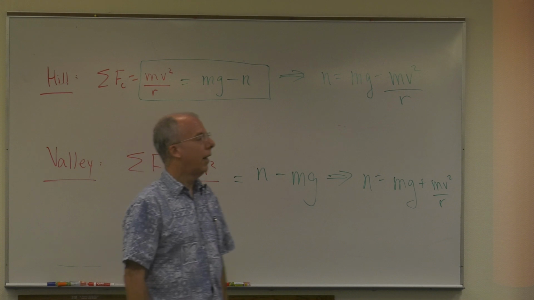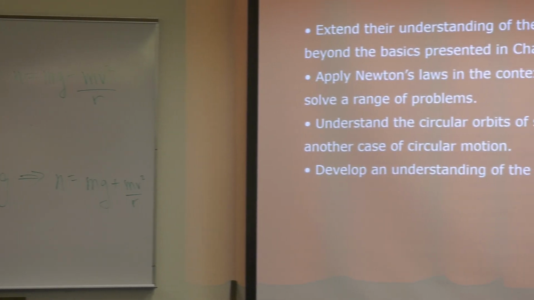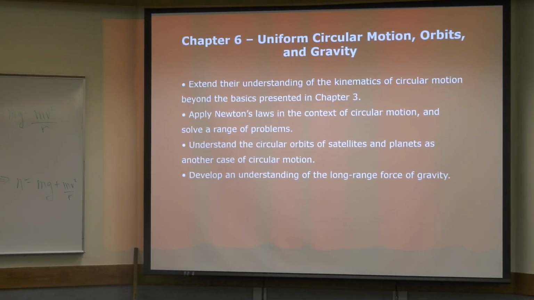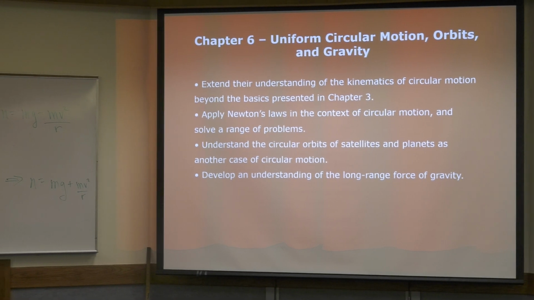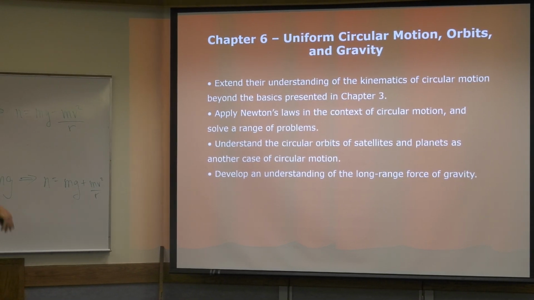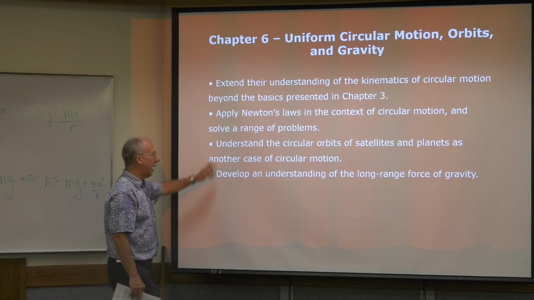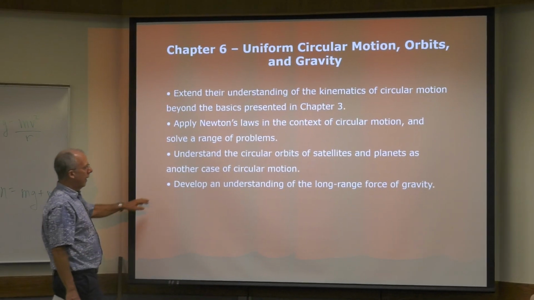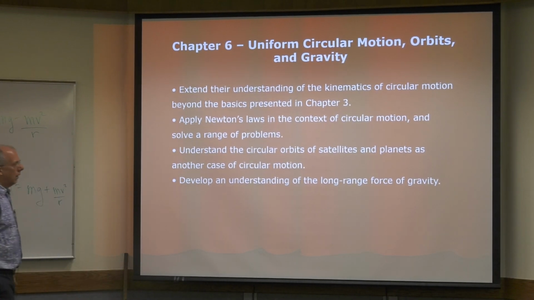Let's review. All right, so again, don't forget, we still have more to do on a later chapter on non-uniform circular motion. But anyway, uniform circular motion, orbits, and gravity. We extended our understanding of kinematics of circular motion beyond the basics. Yeah. We applied Newton's laws for circular motion. Yeah, we sure did, right? Newton's law right there. Sum of the forces equals mv squared over r. We talked about the orbits of satellites and planets. And we talked about the long range force of gravity. That's Newton's law of gravity. Long range force. I mean, why does the Earth circle the sun? Because of that long range force of gravity.